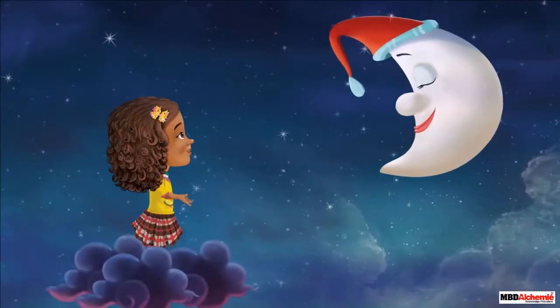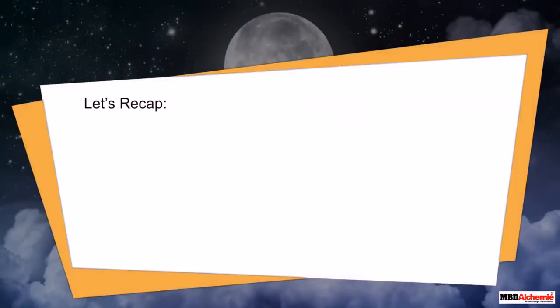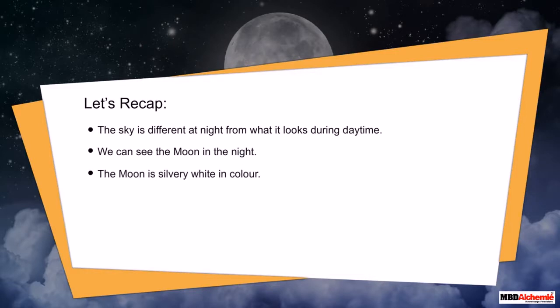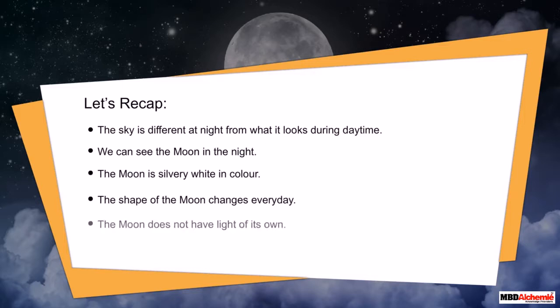That would be nice. Let's recap. The sky is different at night from what it looks like during daytime. We can see the moon in the night. The moon is silvery white in color. The shape of the moon changes every day. The moon does not have light of its own.